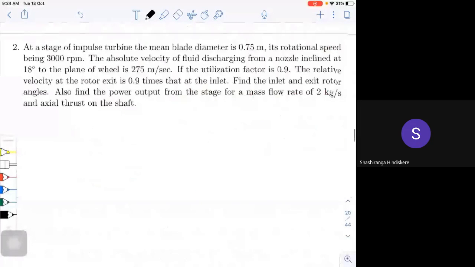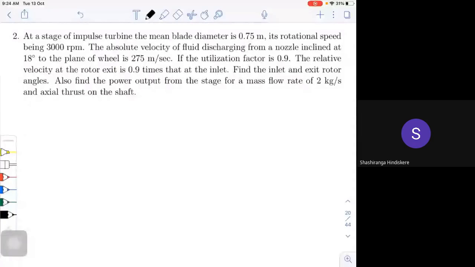At a stage of an impulse turbine, the mean blade diameter is 0.75 meters. Its rotational speed being 3000 rpm, the absolute velocity of the fluid discharging from a nozzle inclined at 18 degrees to the plane of wheel is 275 meters per second. If the utilization factor is 0.9, the relative velocity at the rotor exit is 0.9 times that at the inlet. Find the inlet and exit rotor angles. That is your beta 1 and beta 2.